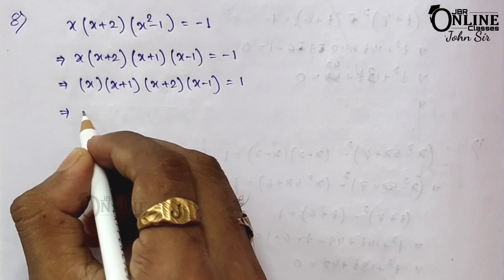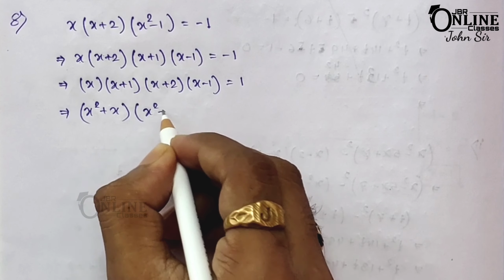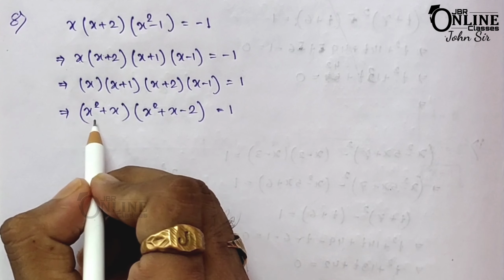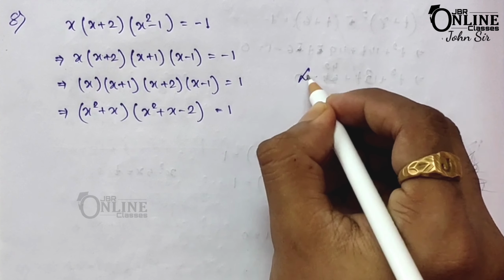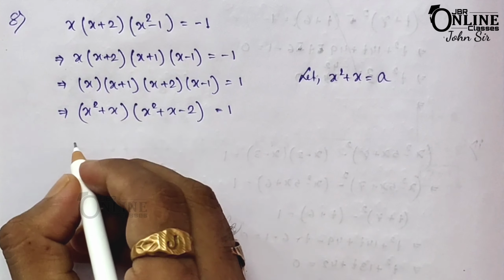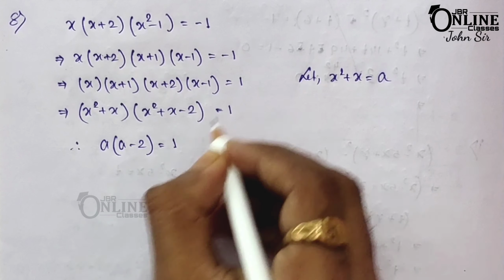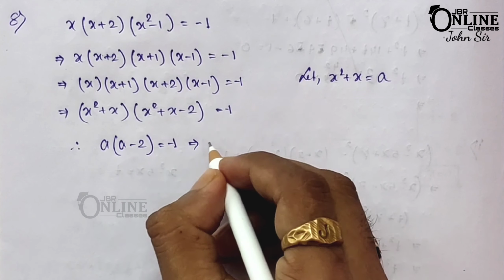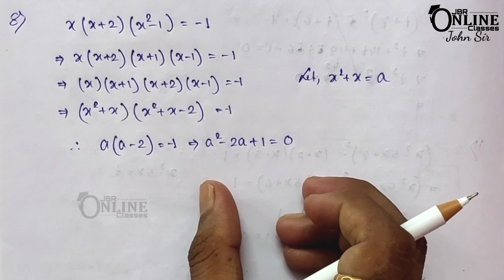Then from the first multiplication, x square plus x, and in the second multiplication, x square plus x minus 2. So now you have a common portion, that is x square plus x, here also x square plus x. So let x square plus x as a. Therefore it will be a into a minus 2 that equal to minus 1. So that implies a square minus 2a plus 1 that equal to 0.